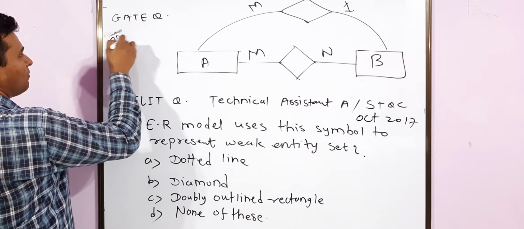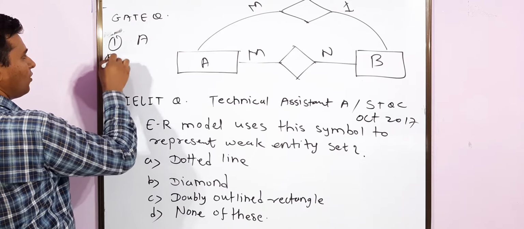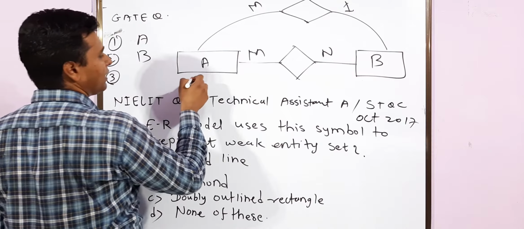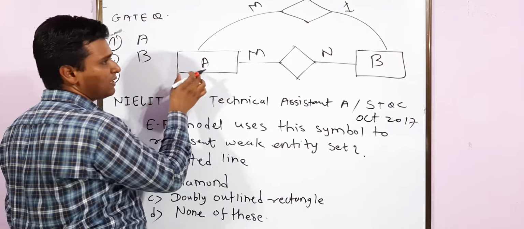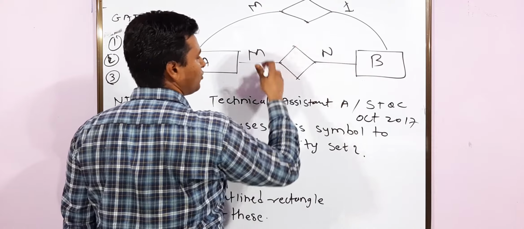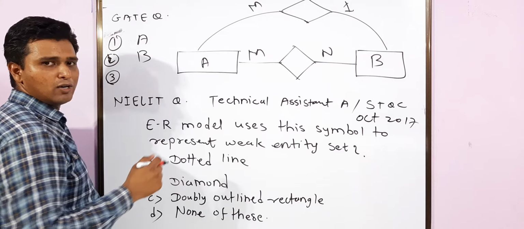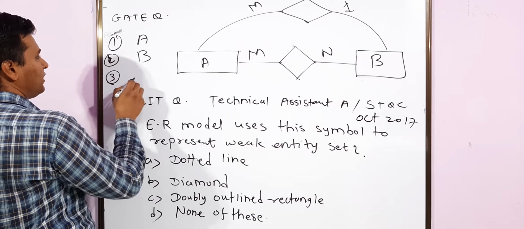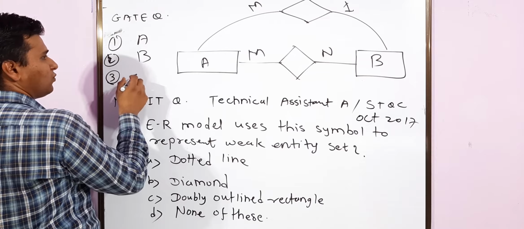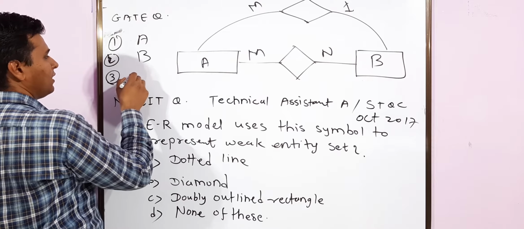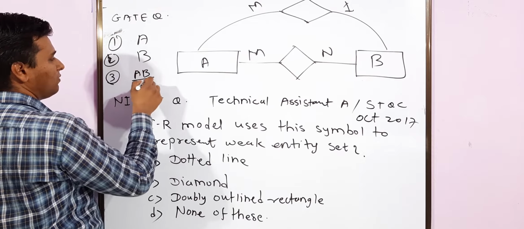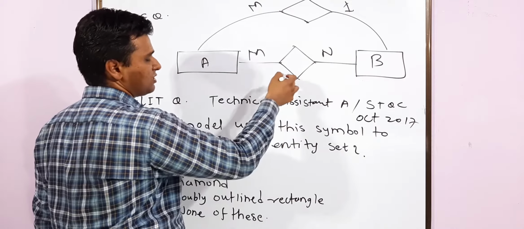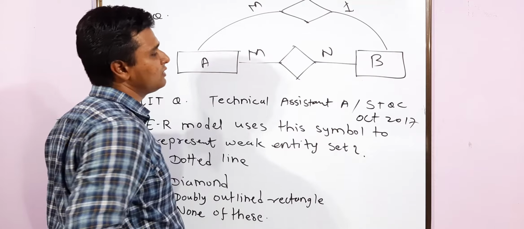The first table will be of A, the second table will be of B, and the third table will include the primary keys of A and B. For an M to M relationship, we are going to have one table. That is the third table, a combination of A and B, where we add the primary keys of A as well as B, and if the relationship has some attributes, we add them to this table also.